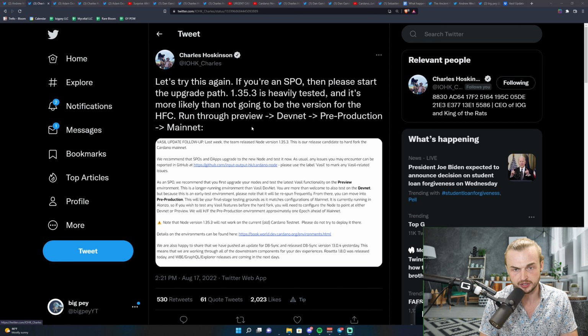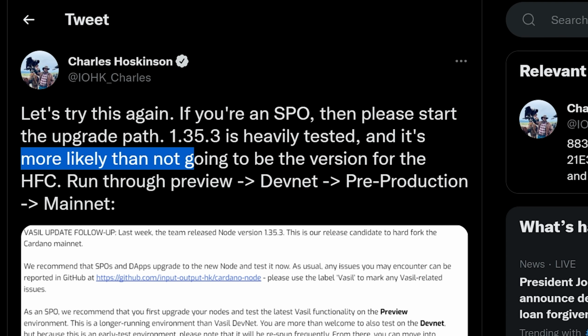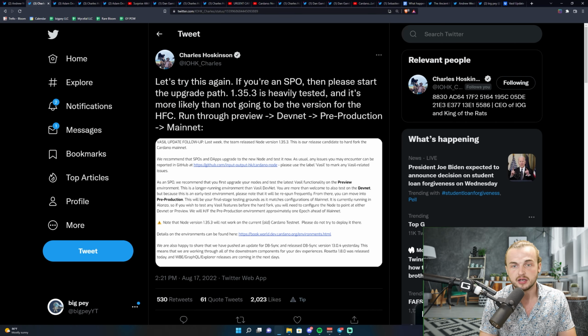But look at the ambiguity here, right? It's more than likely going to be the version for the hard fork combinator. So, as an SPO, should I upgrade my nodes and put my delegates at risk in case there are bugs and we'll lose blocks and then in turn lose rewards? Or should we do testing first? And clearly here, we need to run through the preview, then DevNet, then pre-production, then mainnet. Charles states it here, this still needs testing, although it has been heavily tested.